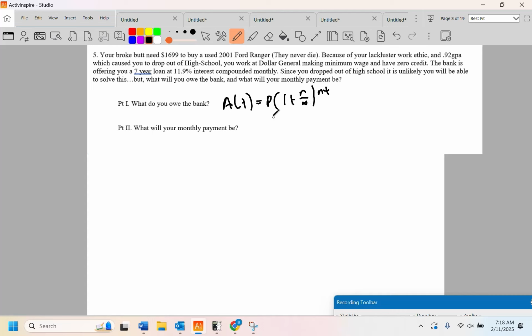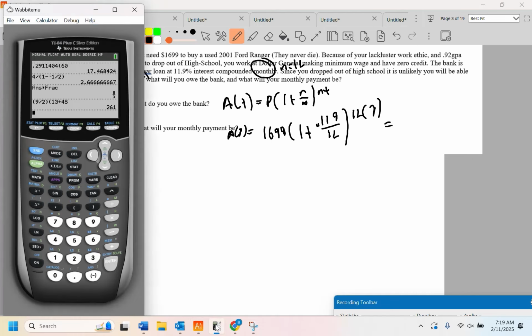You borrowed $1,699. The rate of interest, 0.1119. Monthly, N is 12 months per year. The exponent is NT, 12 times 7. So let's see what you owe after 7 years. And it's going to be a chunk. It's going to be way more than what you paid for the thing.